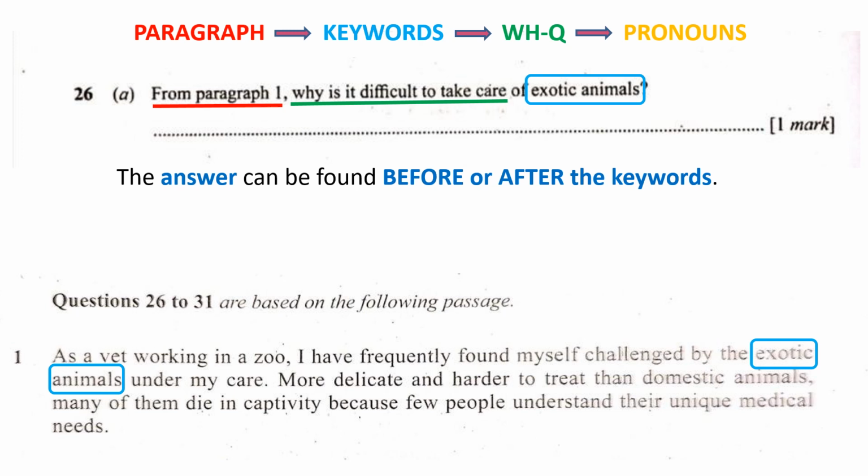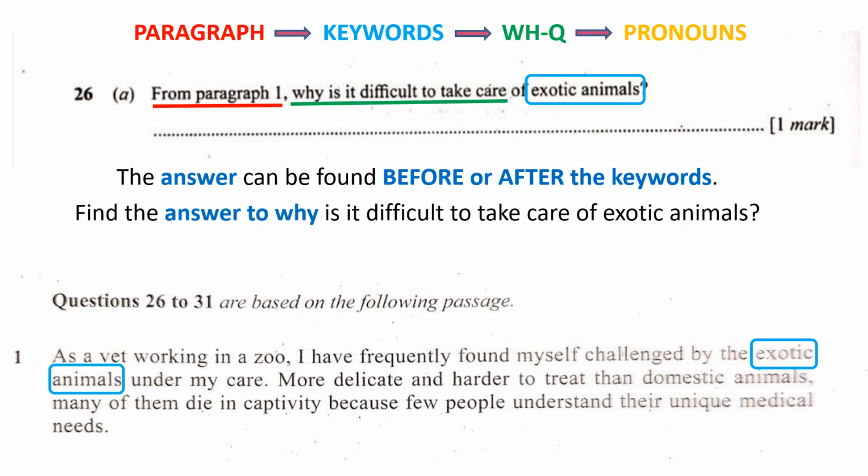Alright, you must remember this. Once you found the keywords, the answer is not far. The answer must be before or after the keywords. It may not be in the same sentence, but it's not far. Alright? So, to find the answer to this question, the question asks why? Kenapa? So, kenapa mesti ada sebab. Right? So, sebab, reason must be explanation, condition, situation. So, for why question, you need to look for adjectives.